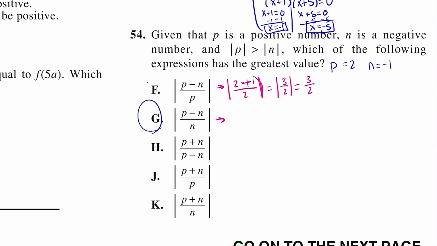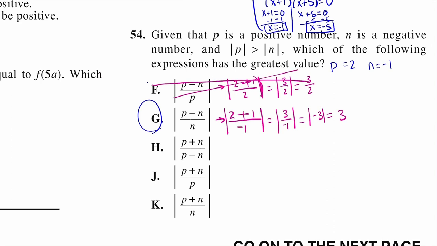Let's plug it in here. 2 minus negative 1 over negative 1. 3 over negative 1 is negative 3, but the absolute value of negative 3 is positive 3. So far, G is the greatest. And I know I already have that as our answer, but just keep plugging in. Let's see what we get.